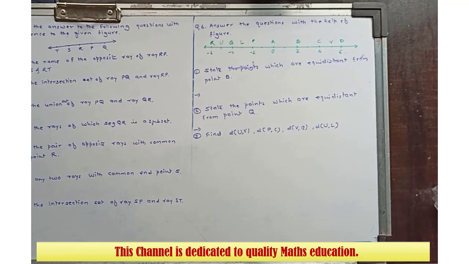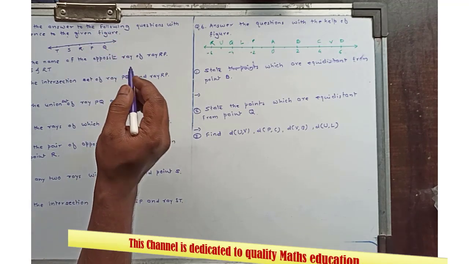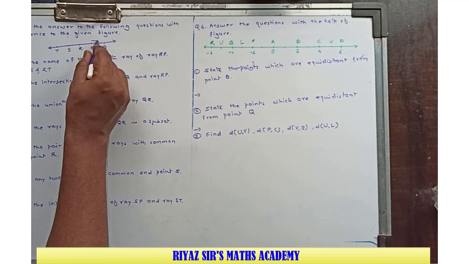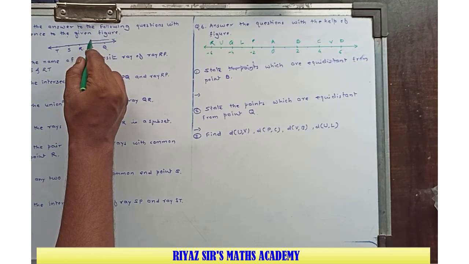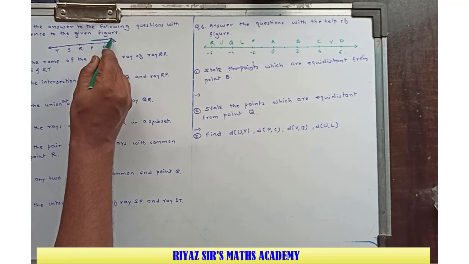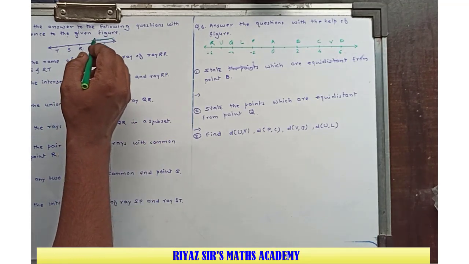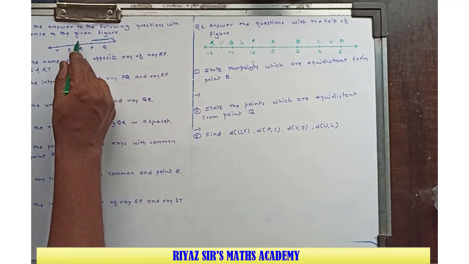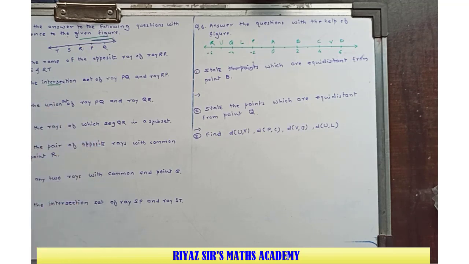Now the next question is to write the intersection set of ray PQ and ray RP. Ray PQ means from here, this is ray PQ. I'll show this with this green sketch. This is ray RP, and the second one is ray PQ. Ray PQ is this, and ray RP is this one, and we have to find the intersection. We have studied this in sets. The intersection set is nothing but the set which contains those elements which are common between both the sets.